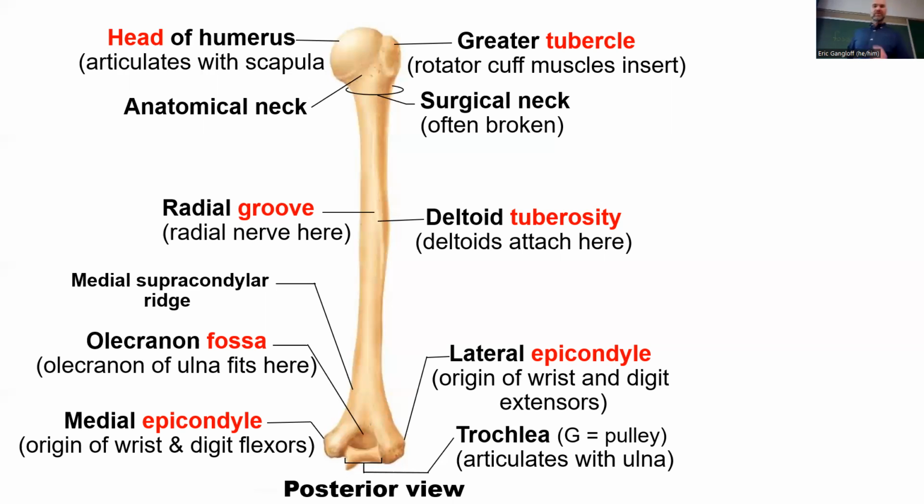The last thing I want you to know, and I actually should have this highlighted in red, is this part called the trochlea, which is almost like a cylindrical piece. That forms the joint with your ulna that forms your elbow joint. And I'll show you that from the ulna perspective.